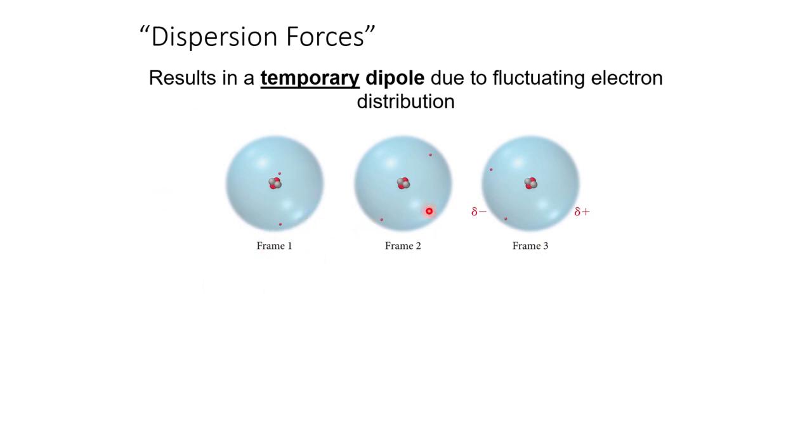And then here, they're in different locations. And then over here in this instant, they're both on one side. And so that introduces a temporary dipole. So now we have a partial negative and a partial positive, but it won't stay there because in the next frame, they'll move again. And so it could be that both electrons now come over here. So instead of the dipole looking like this, it could be switched.